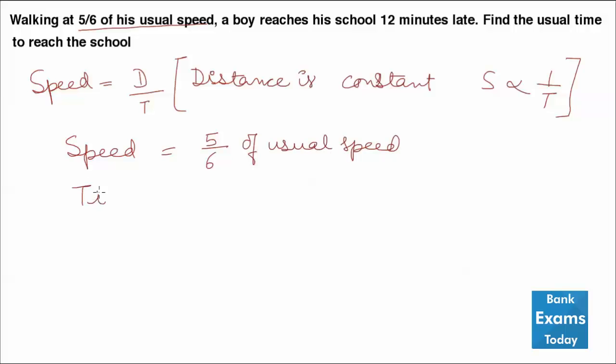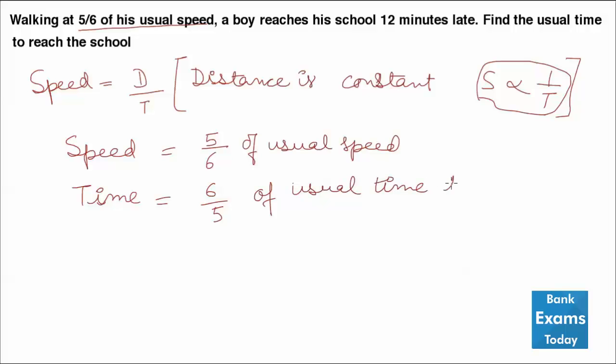And the time taken. If the speed is 5/6 of usual speed, so give a look to this formula. The speed is inversely proportionate to time taken. So if the speed is 5/6 of usual speed, the time taken will be 6/5 of usual time taken. The usual time is 5/5. And right now the boy is taking 6/5 of the usual time.